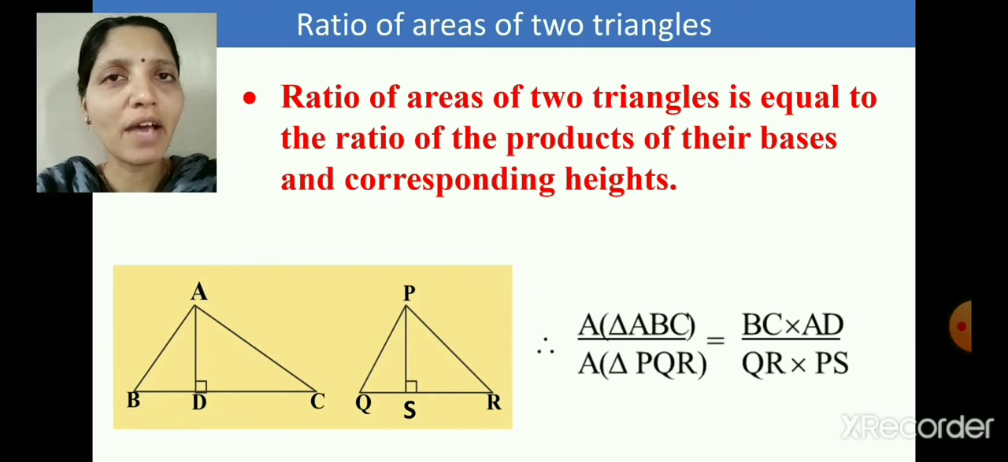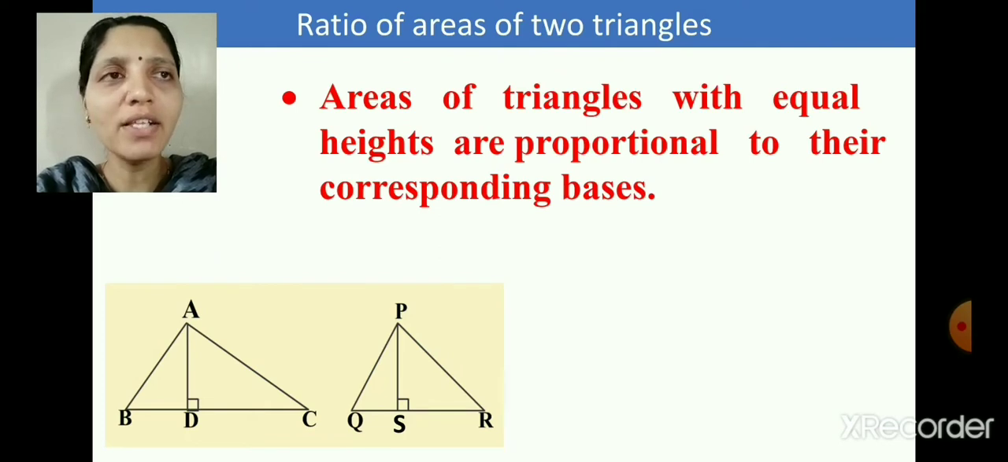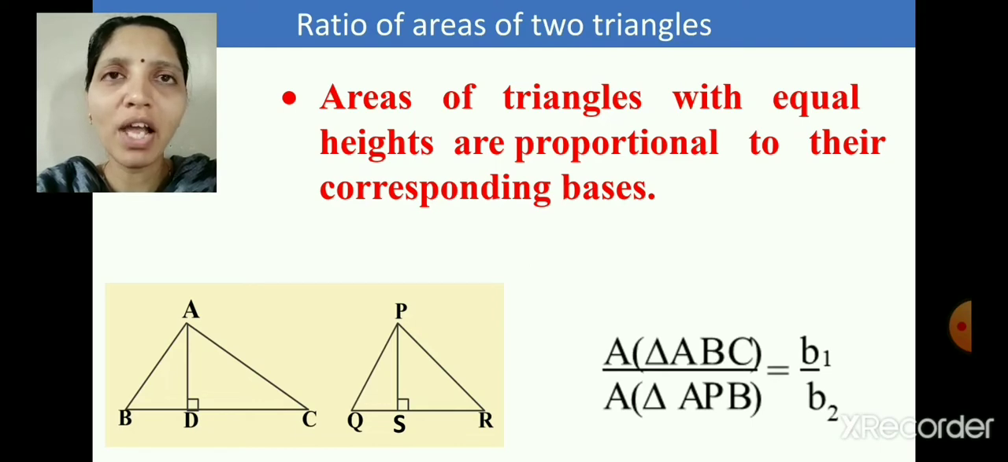Now in this we have seen two conditions where we are finding the areas of two triangles with equal heights. So what is the ratio of areas of two triangles with equal heights? It is equal to the ratio of their corresponding bases. So here in triangle ABC, AD, and in triangle PQR, PS, these are the heights. So if the heights are equal, then the ratio of areas of two triangles is equal to B1 upon B2.